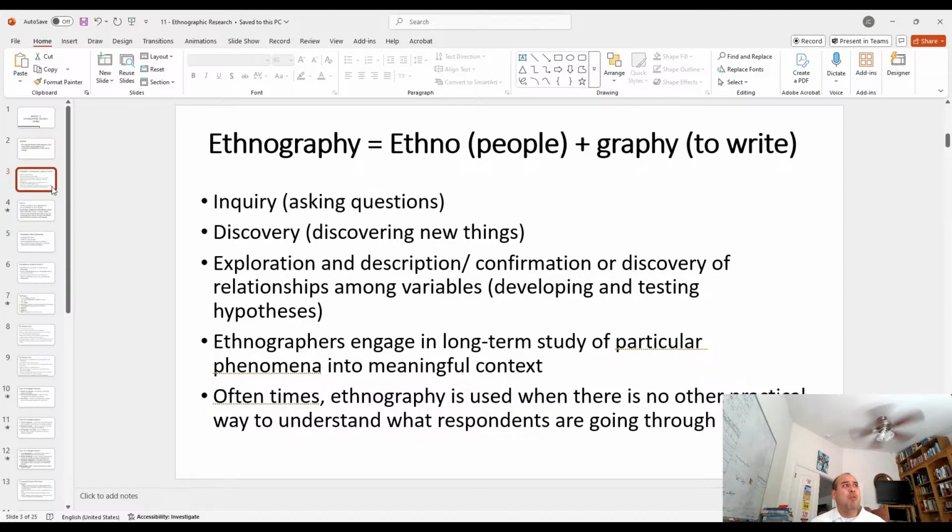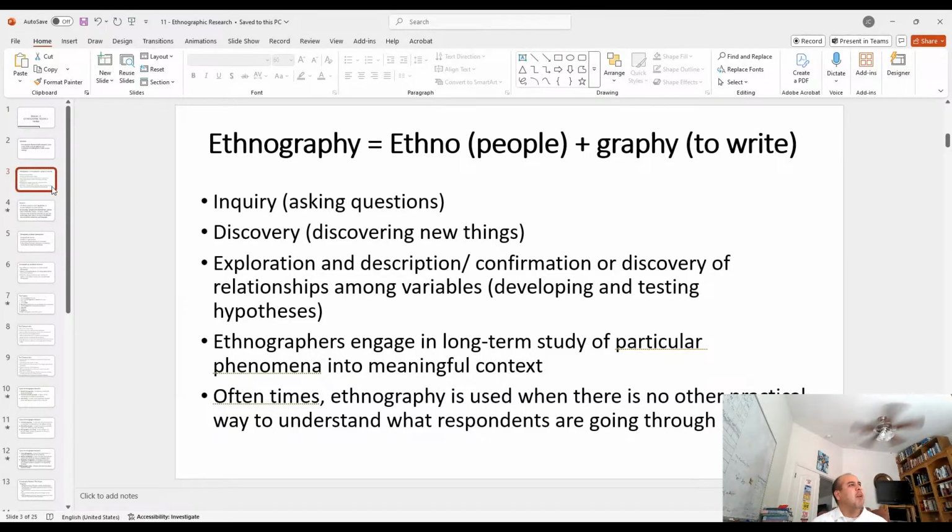Ethnography can be broken up into two words: ethno for people, and graphy to write. We write about people, essentially. It's an inquiry about asking questions. It's not as simple as asking questions, but it depends largely on asking questions. There are different ways to ask questions, and we'll talk about that a little later. It's about discovering new things you didn't know. It's an exploration and description, and confirmation or discovery of relationships among variables: people and their environment, and how people interact with their environment.